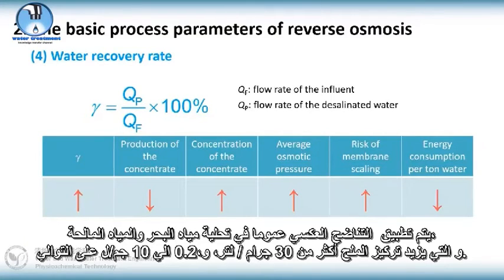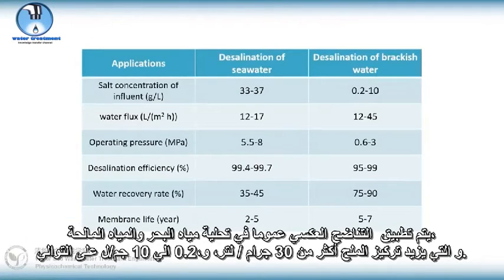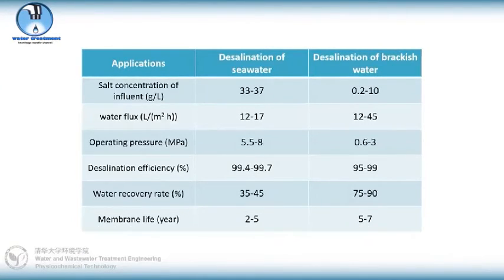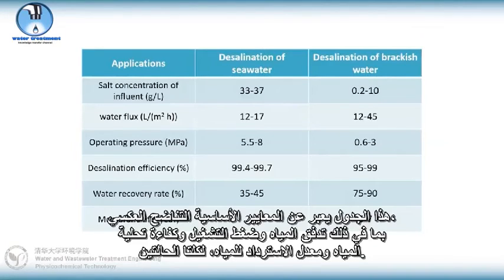Reverse osmosis is generally applied in desalination of seawater and brackish water, whose salt concentration is more than 30 grams per liter and from 0.2 to 10 grams per liter respectively. This table is a reference of the basic parameters of reverse osmosis, including water flux, operating pressure, desalination efficiency, and water recovery rate for both cases.